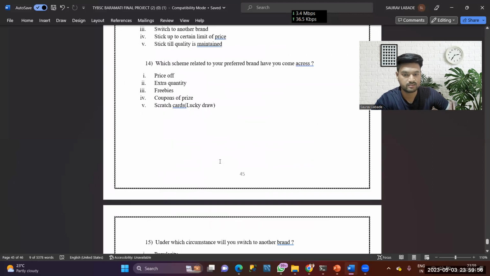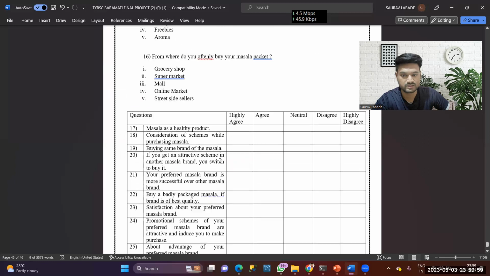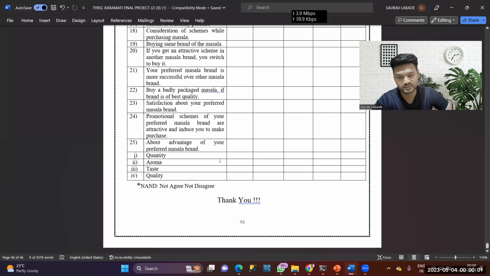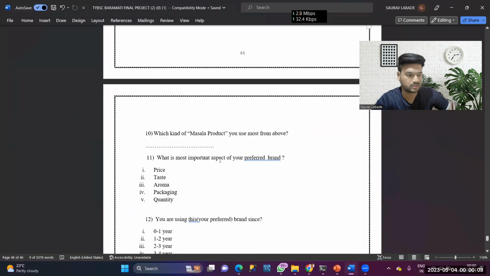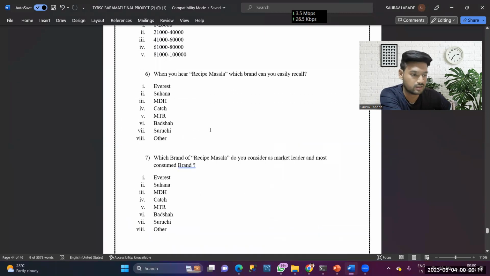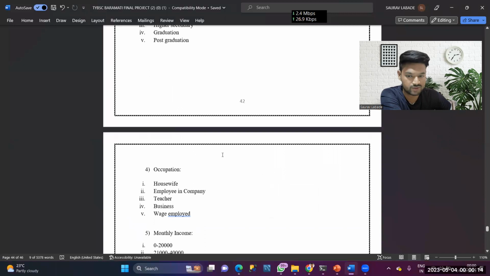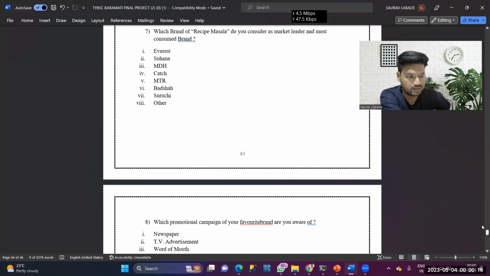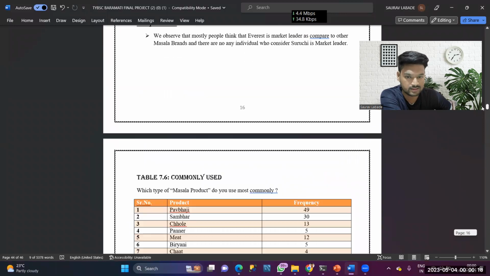How many questions are there? 16 questions are there. You can also take these questions, a minimum of 10 to 15 questions, and from those you can collect the data. So from these questions only, I can now visualize the data.